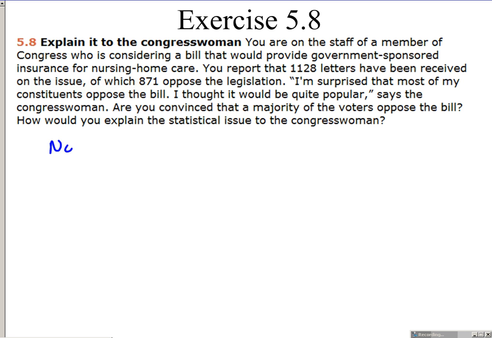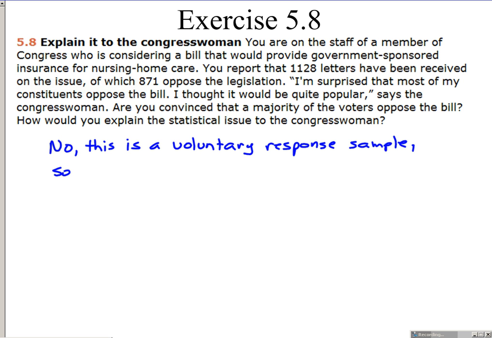Well, first of all, this should not be convincing evidence that a majority of voters oppose the bill because this is a voluntary response sample. So the responses are not necessarily representative of all the constituents.